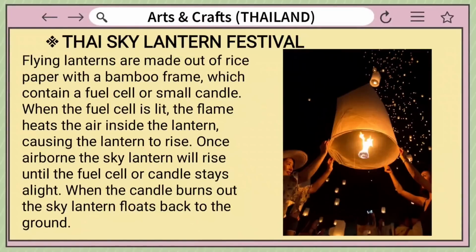Flying lanterns are made out of rice paper with a bamboo frame, which contain a fuel cell or small candle. When the fuel cell is lit, the flame hits the air inside the lantern, causing the lantern to rise. Once airborne, the sky lantern will rise until the fuel cell or candle stays alight. When the candle burns out, the sky lantern floats back to the ground.